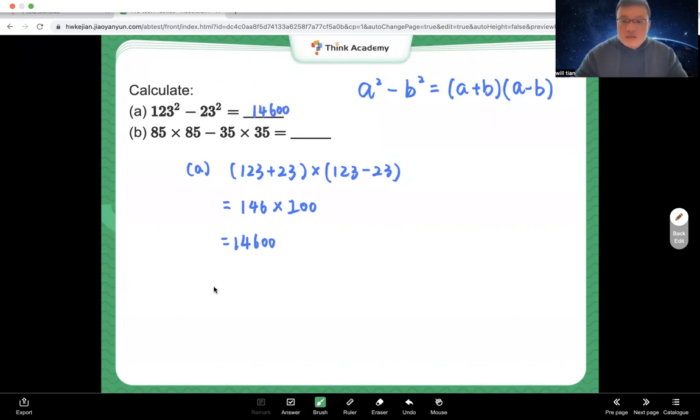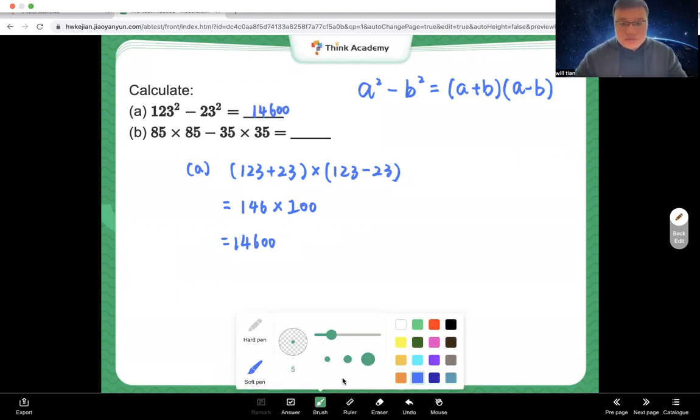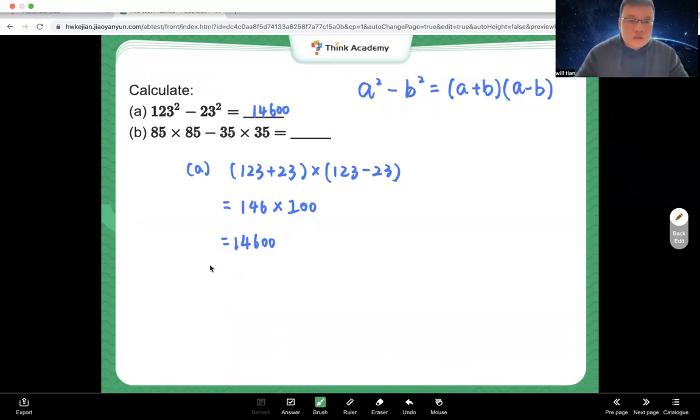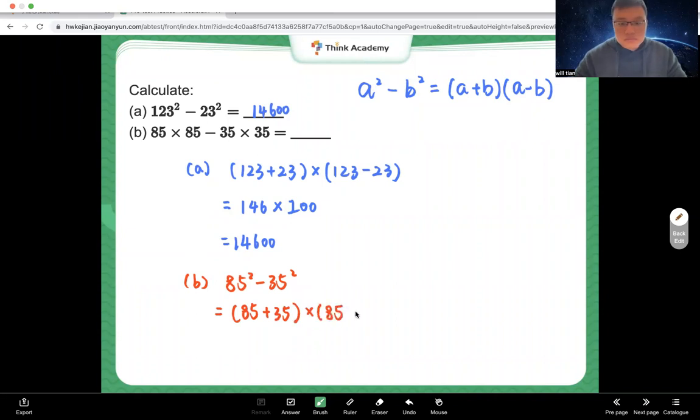And then for the second question, guys, you will see that it's 85 times 85 take away 35 times by 35, right? So 85 is a square, 35 is also a square. So we have 85 squared minus 35 squared, right? So that equals the sum of these two numbers times by the difference of these two numbers. All right, so far so good.